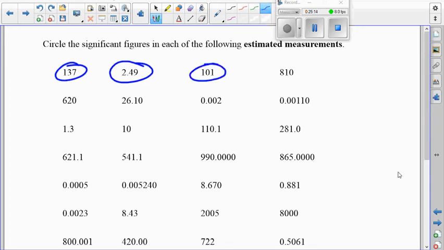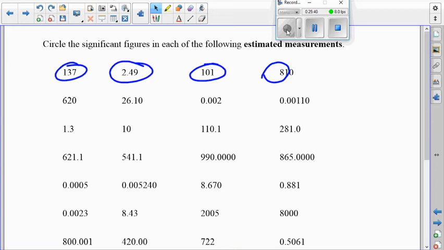810, what kind of zero is that? Trailing. Is there a decimal? No. So do we know if they actually measured it? We did not. So 810 actually only has 2 sig figs right there. Why don't you guys try a few rows of these? I will not give you enough time to do all of them, but you can do a few rows and see how you're doing. The answer key is below in the video, by the way, so you can check, and I'll bring the answer key around to you guys if you want it.